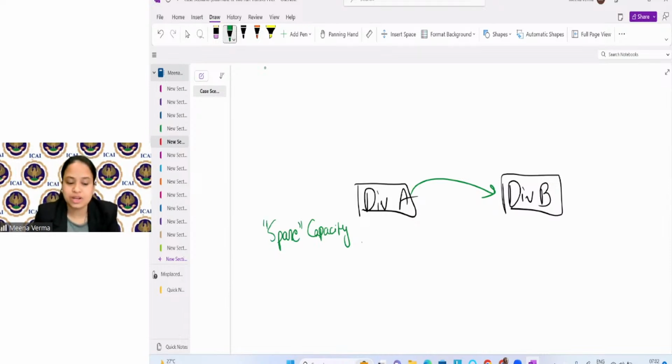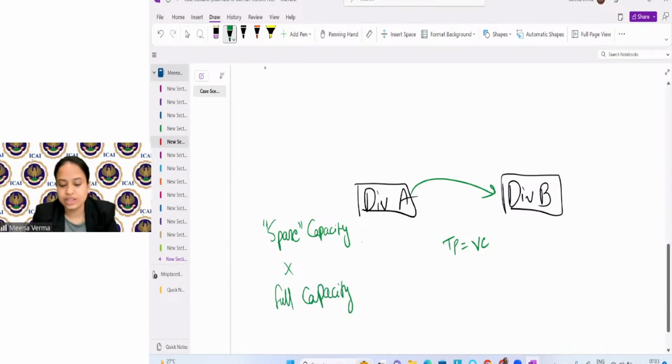If they have spare capacity, we decide that the transfer price will be variable cost. If they do not have spare capacity, they're working at full capacity, meaning whatever they produce they are capable of selling in the outside market, then the transfer price is equal to the market price.